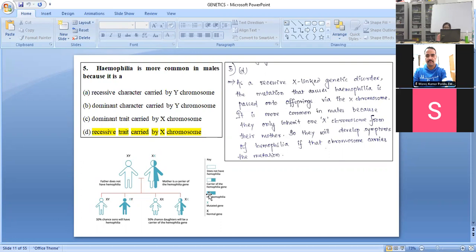Now, it is more common in males because they inherit only one X chromosome from their mother. They do not have an extra X chromosome like that of the females in order to lessen their chances of contracting an X-linked disease. So they have only one X chromosome, and they will get it from their mother. So they will develop the symptoms of hemophilia if that particular X chromosome which they get from their mother has the mutation of that particular gene.